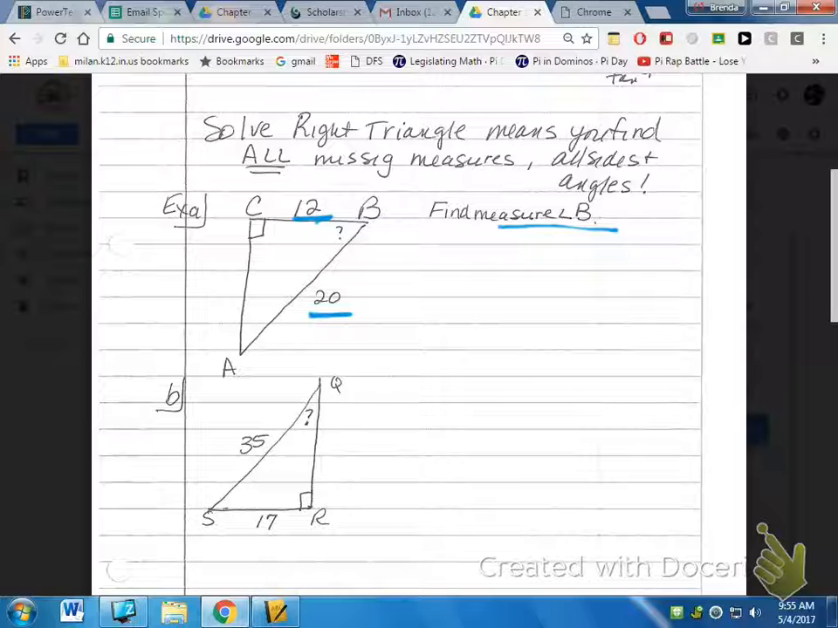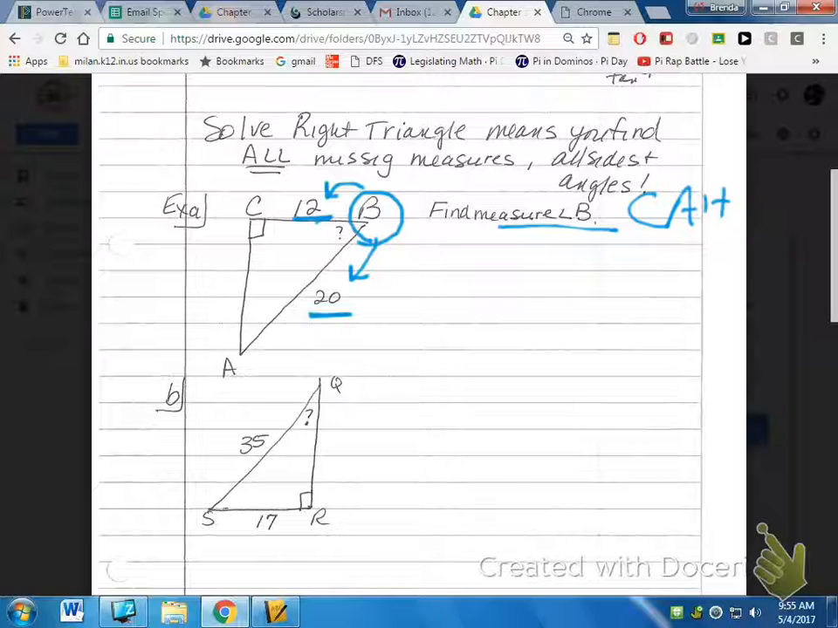So what you do when you're looking at this, you are looking at the relationship between angle B, this 12, and this 20. Well, 20 is always the hypotenuse. But what is 12 in relation to angle B? Is it opposite or adjacent? Adjacent. So we're dealing with adjacent and hypotenuse. Which trig function is that? Cosine. Remember, CAH: adjacent over hypotenuse.